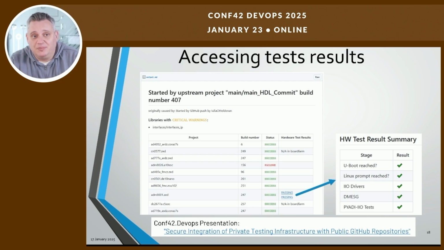We can dive deeper into this topic by accessing the talk on secure integration of private testing infrastructure with public GitHub repositories, presented by my colleague Bianca at the same edition of Conf42 DevOps.